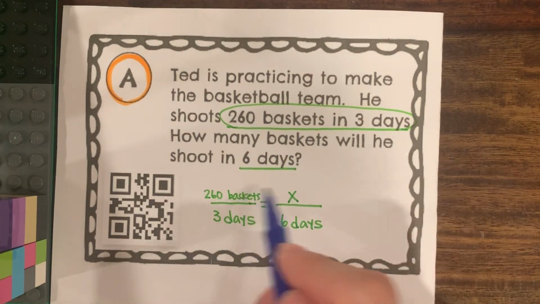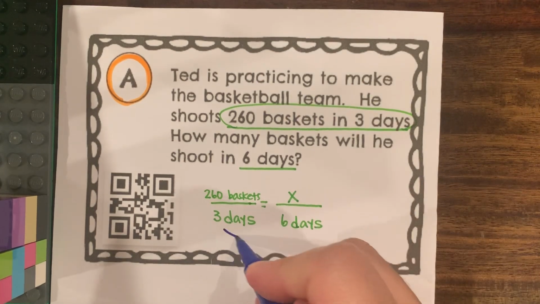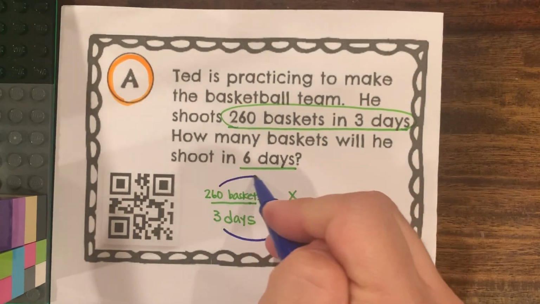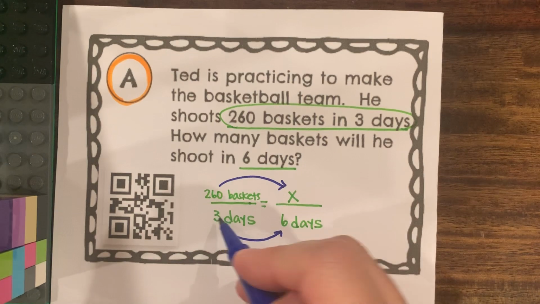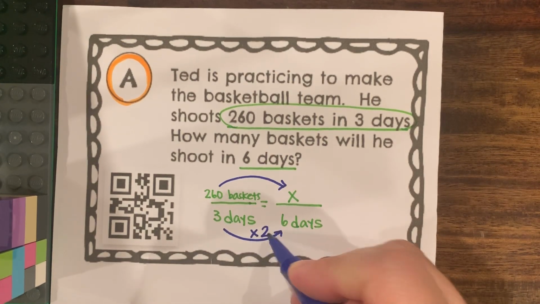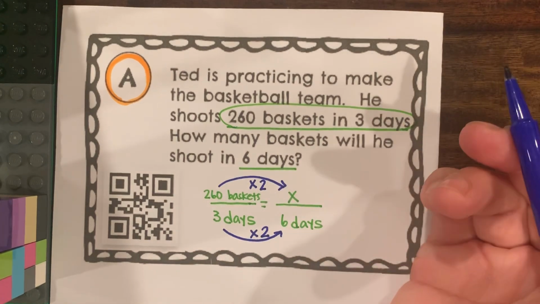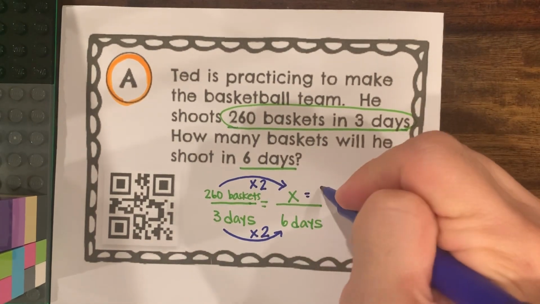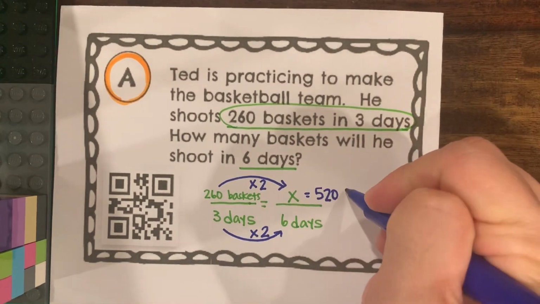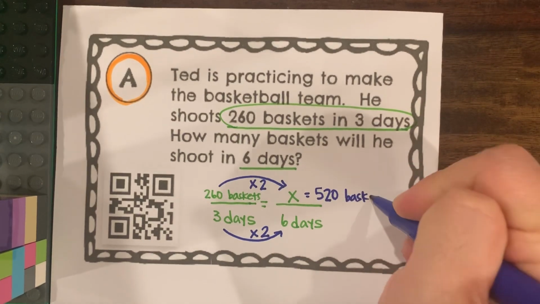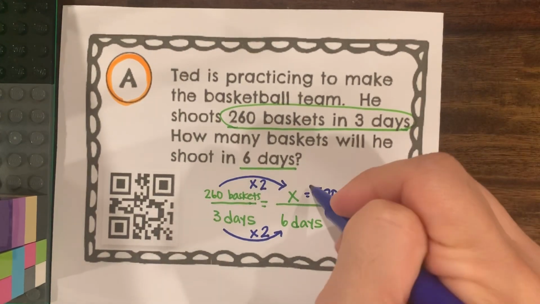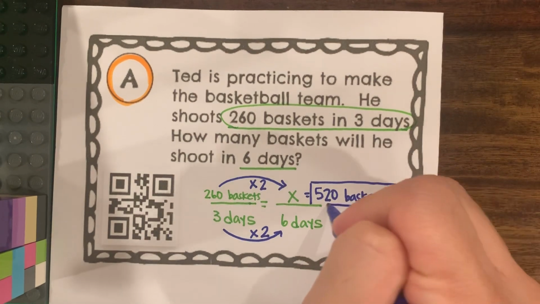Once I'm done setting it up, I can always solve for the variable. So 3 times 2 equals 6, so 260 times 2 is 520 baskets. And there you go.